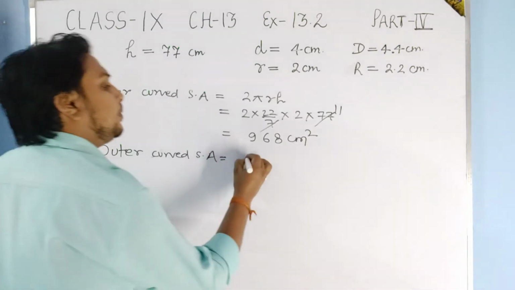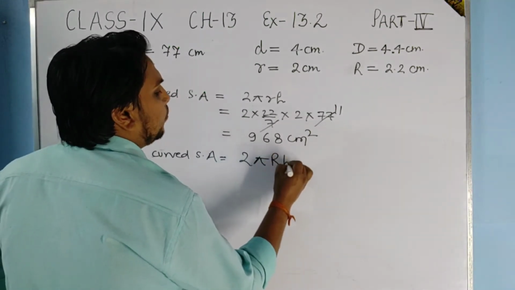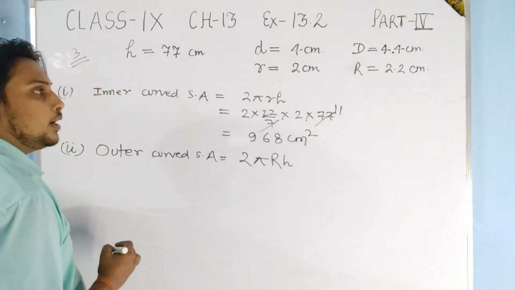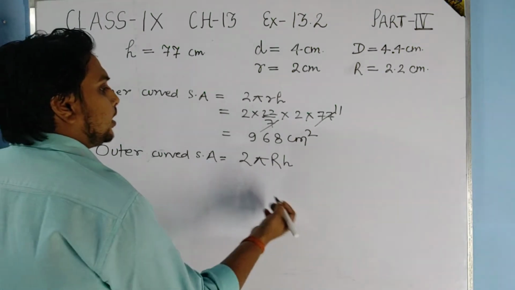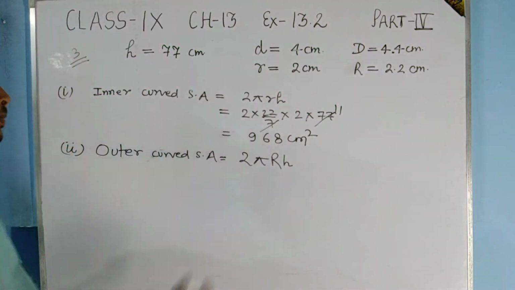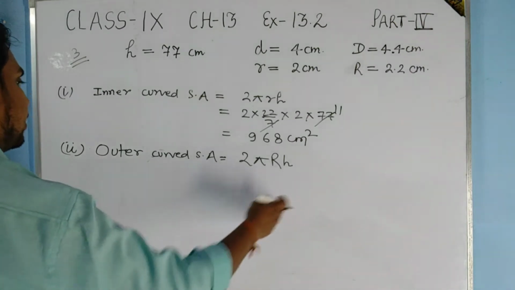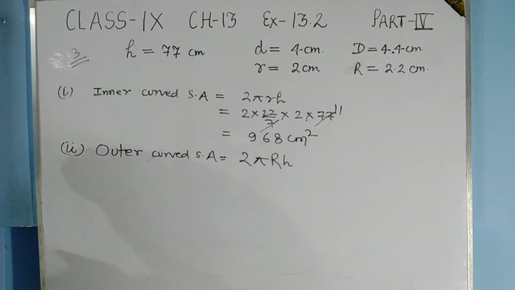Okay, the second part, you have to find outer curved surface area. So how much it will be? This time you will find 2 pi R h, capital R. So again students, you can just apply this formula, just put all the values and get the result. Okay, in this case just try to solve this by yourself.